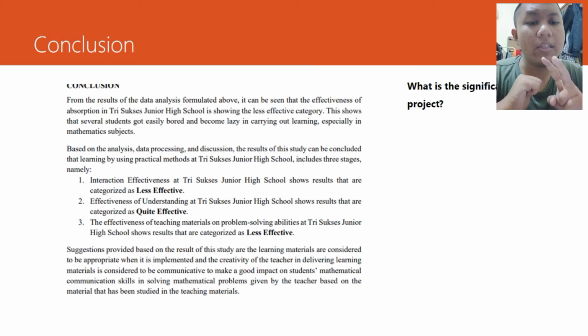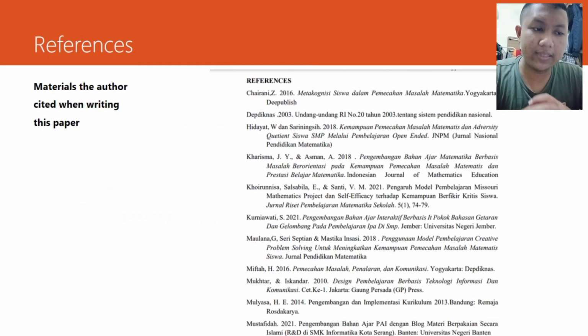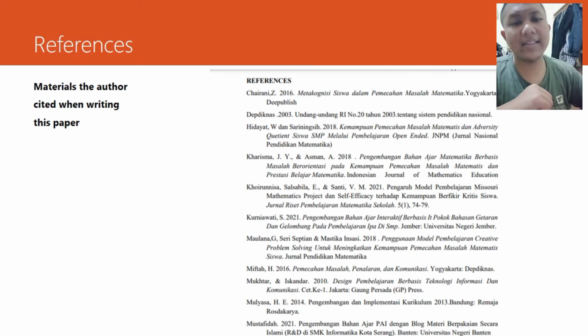Number second, effectiveness of understanding at 3 Success Junior High School shows results that are categorized as quite effective. The third, the effectiveness of teaching materials on problem-solving abilities at 3 Success Junior High School shows results that are categorized as less effective. Okay, finally, the reference.